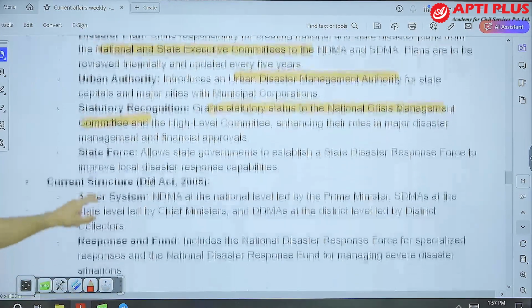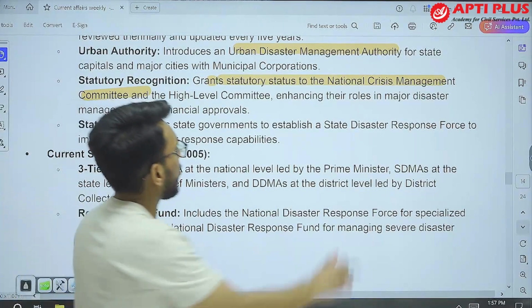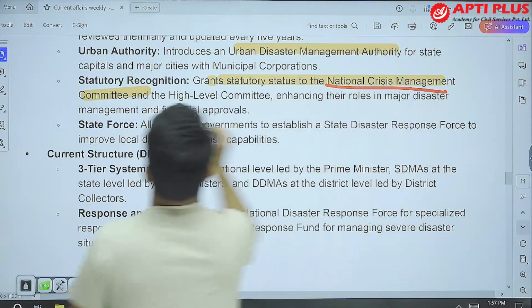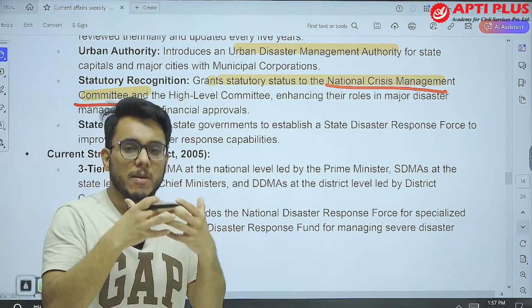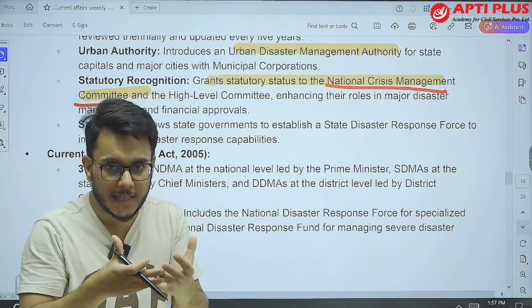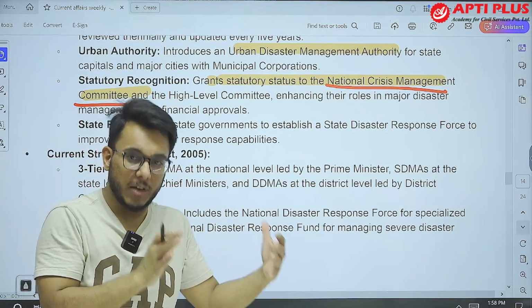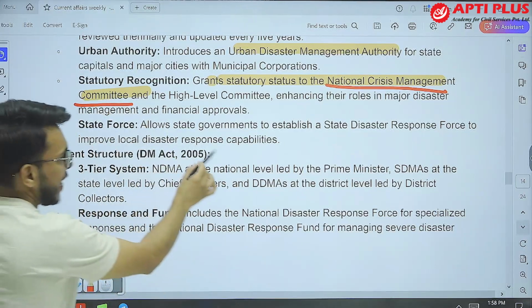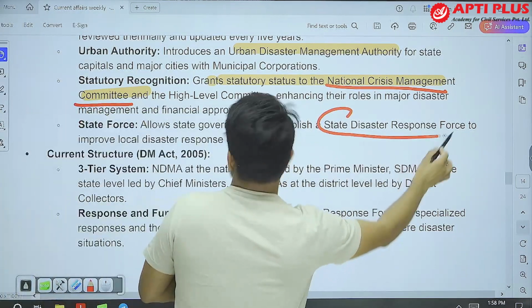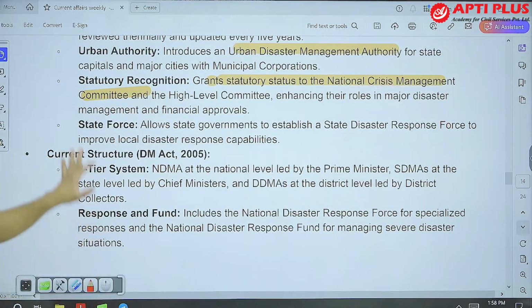Then also statutory recognition, legal recognition, to the National Crisis Management Committee, so that it is given more teeth, so that it can approve the finances and the resources which are needed in times of crisis. And then the state government will establish a state disaster response force to improve local disaster response capabilities.